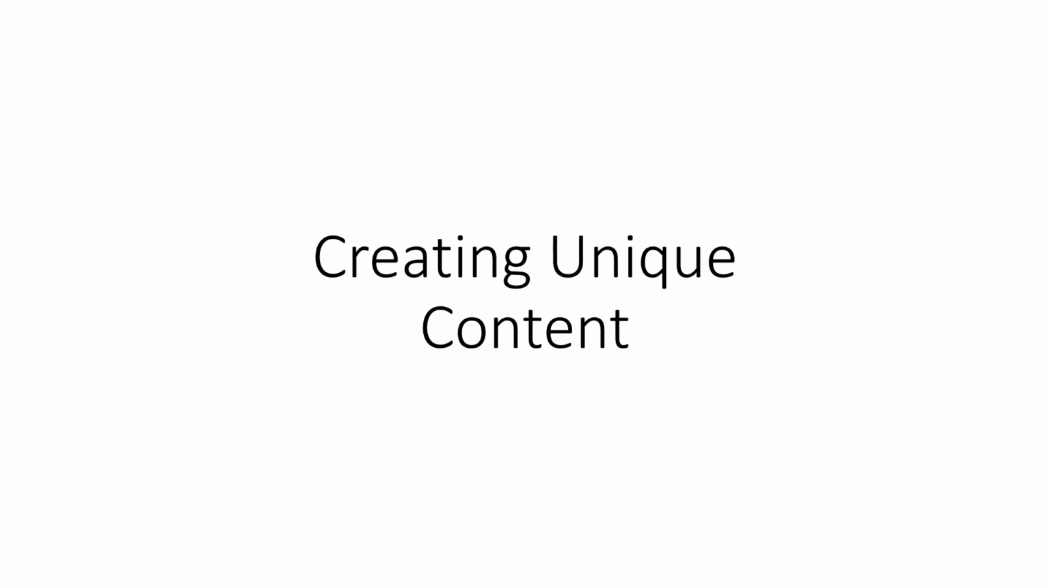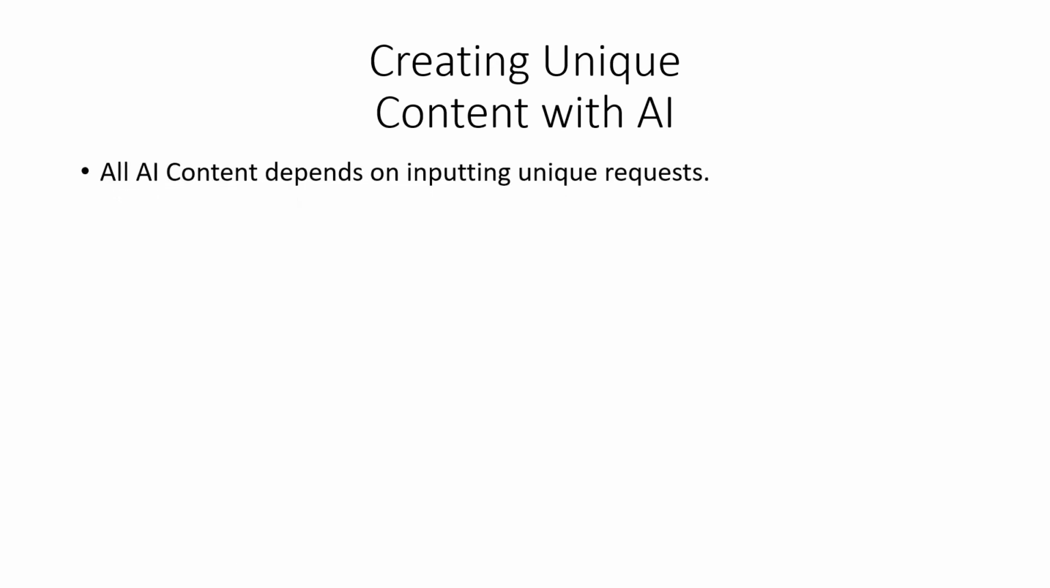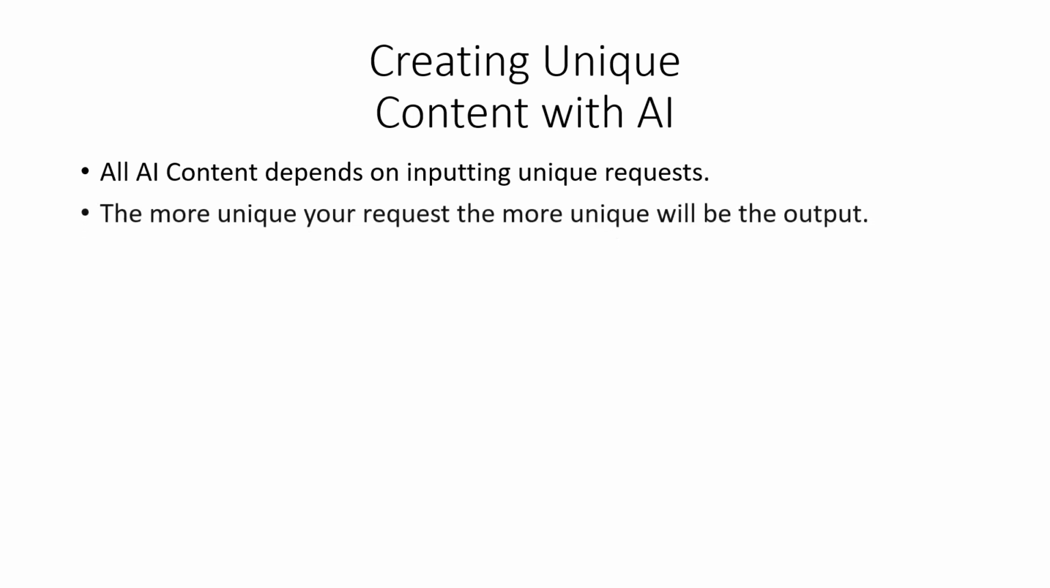So let's talk tonight about creating unique content. We want to focus on creating unique content with AI. Now, AI content depends on putting in unique requests or prompts, and that's regardless of what software you use. Whatever you put in, if it's unique, you can expect unique results back from it. So you've got to make sure that what you're putting in is not something that is easily found on the internet, because then the output is going to be something that's easily found on the internet. So AI works well when you provide something unique to it.